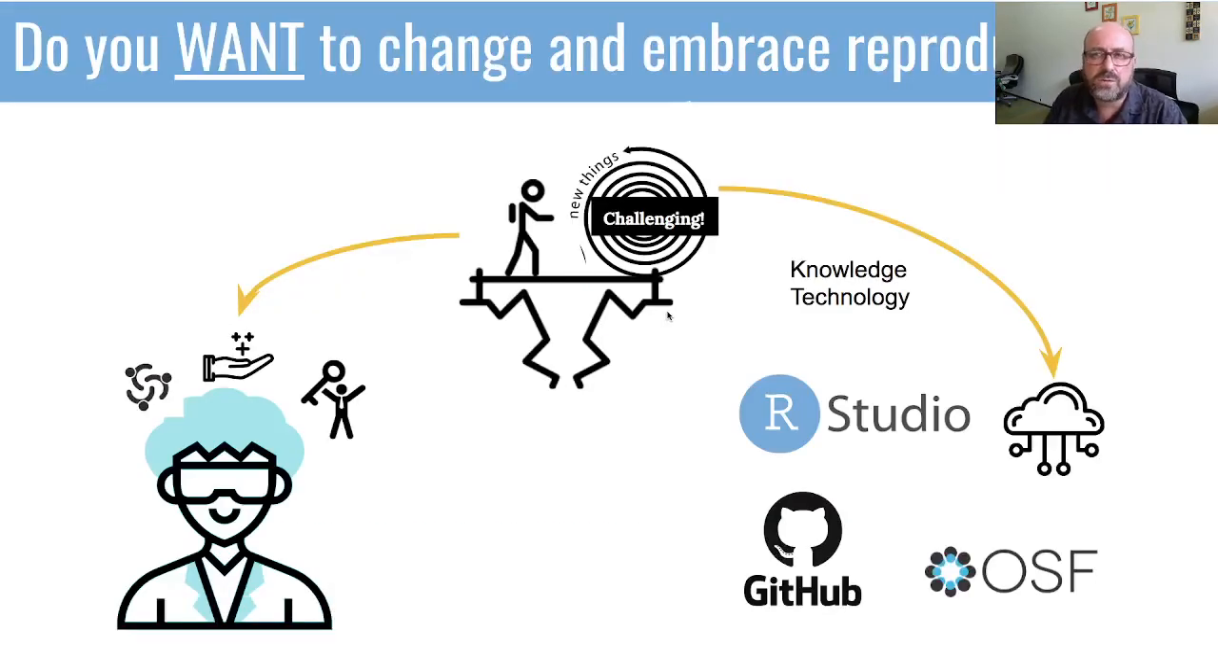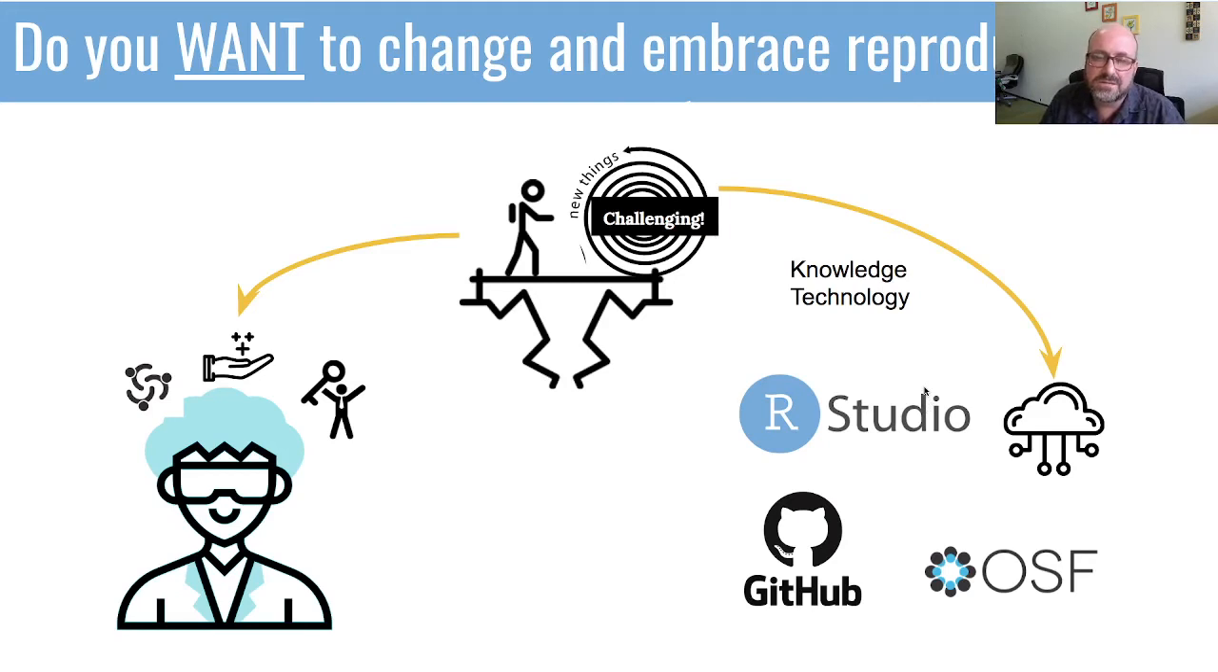So do you want to change and embrace reproducibility? Here's the most important message of this seminar, I think: we need a lot of learning or unlearning, and it's challenging because we need to move from a situation that is comfortable to a situation that is not so comfortable. We need to know about technology if we want to embrace this new routine, this new paradigm of reproducible research. You need to learn a lot of different tools that were not available before.